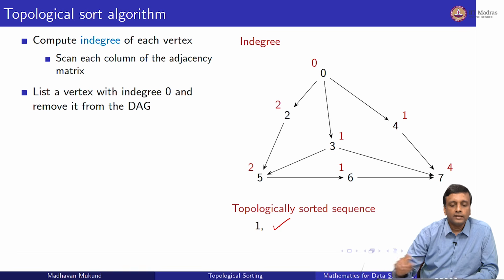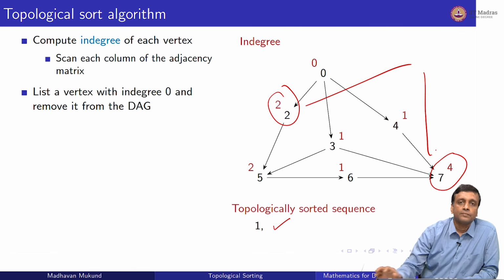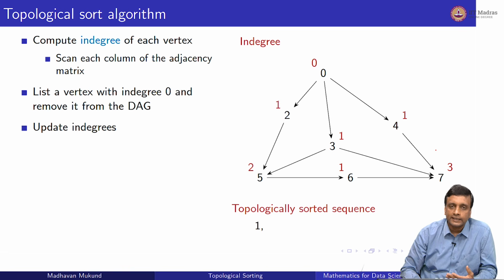So when I do this, I had an edge like this. So this in degree and this in degree will now change. When I remove that vertex, I must also simultaneously update the in degrees. I don't have to scan all the in degrees again. I only have to look at the row for i, the vertex I just deleted. For every edge ij, I look at the in degree of j and reduce it by 1. So in this case I had 1 to 2 and 1 to 7. I go to vertex 2 and reduce its in degree by 1. I go to vertex 7 and reduce its in degree by 1.